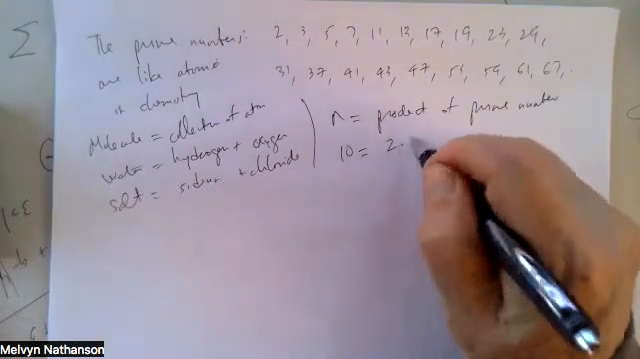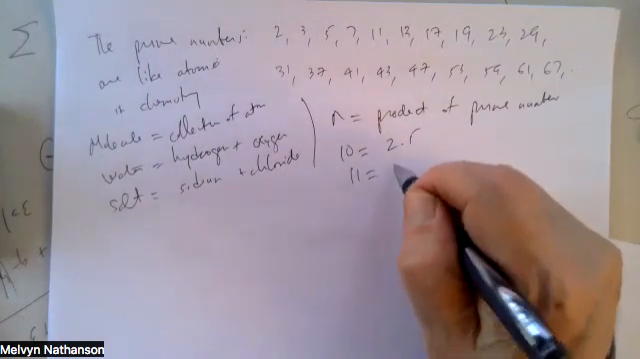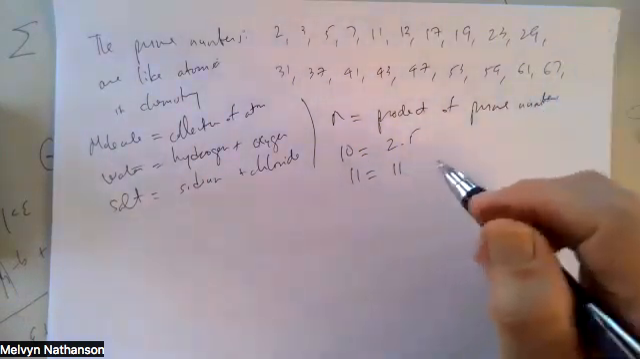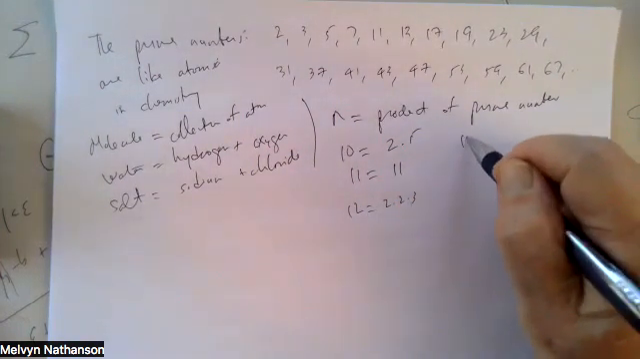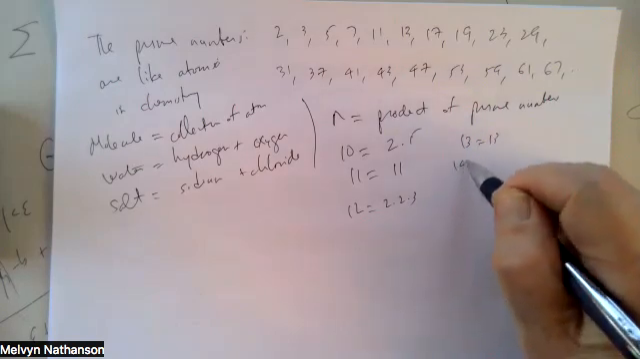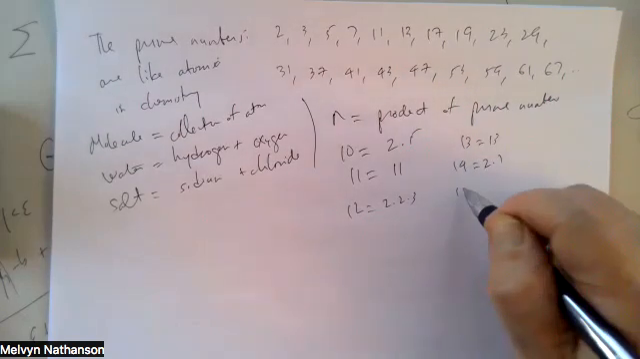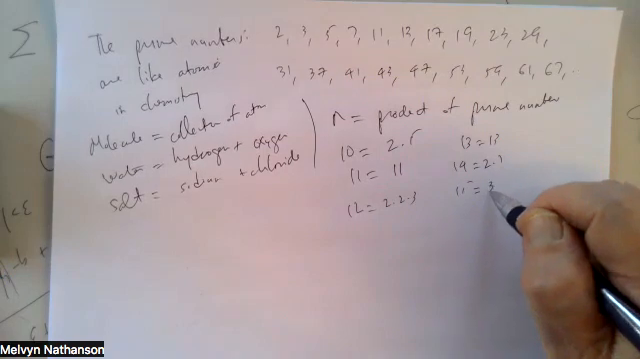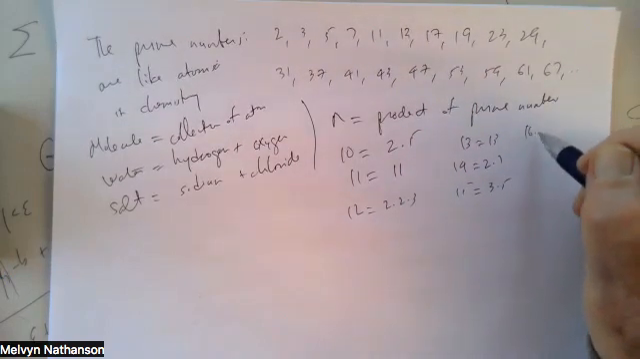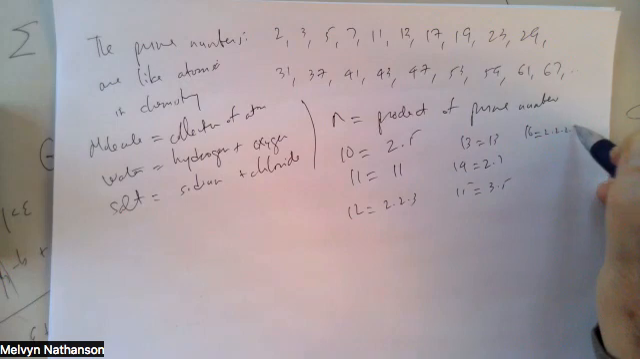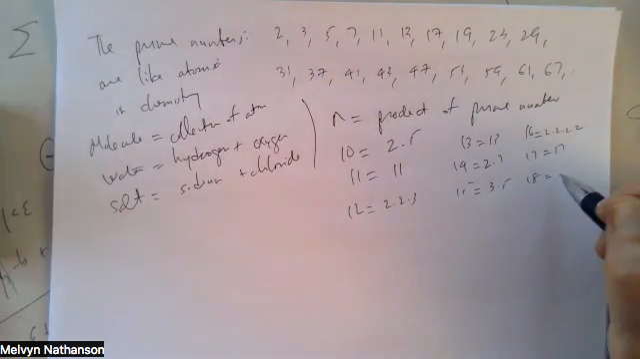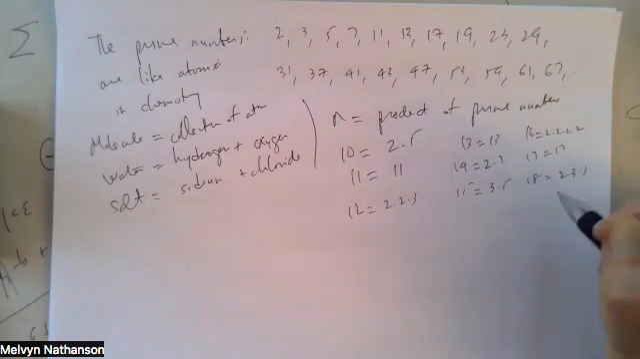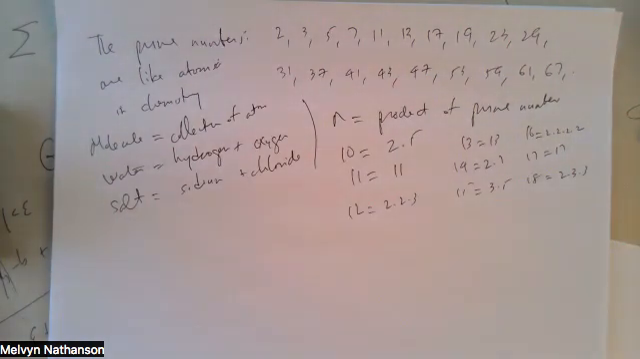10 is 2 times 5. 11 is 11, just a product of one number. 12 is 2 times 2 times 3. 13 is 13. 14 is 2 times 7. 15 is 3 times 5. 16 is 2 times 2 times 2 times 2. 17 is 17. 18 is 2 times 3 times 3. Every number that you look at is a product of prime numbers.